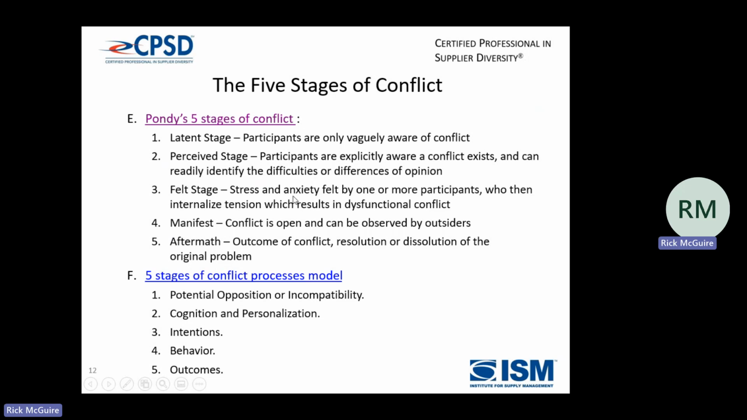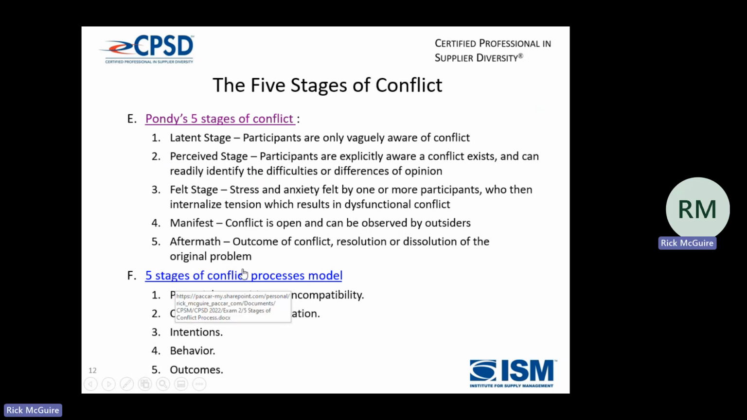And then you move to the felt stage, where there is stress and anxiety by one or more participants who then internalize tension, which results in dysfunctional conflict. So the felt stage is where you start to get dysfunctional. And then the manifest stage, you're into open warfare, and outsiders can see that there's conflict within the group. And the aftermath is the outcome of the conflict, resolution or dissolution of the original problem. Did you fix it or not? So that's Pondy's 5 stages.